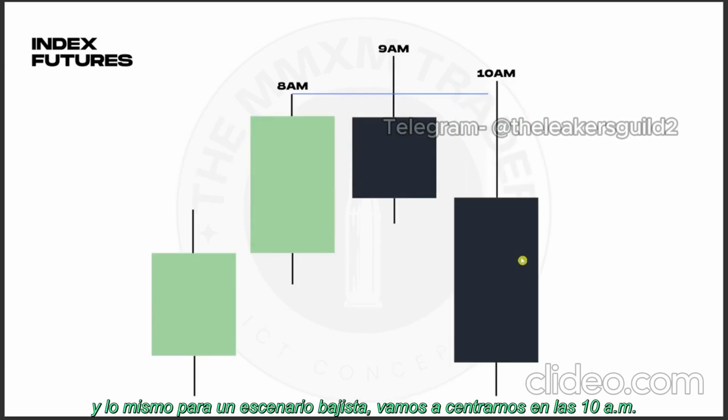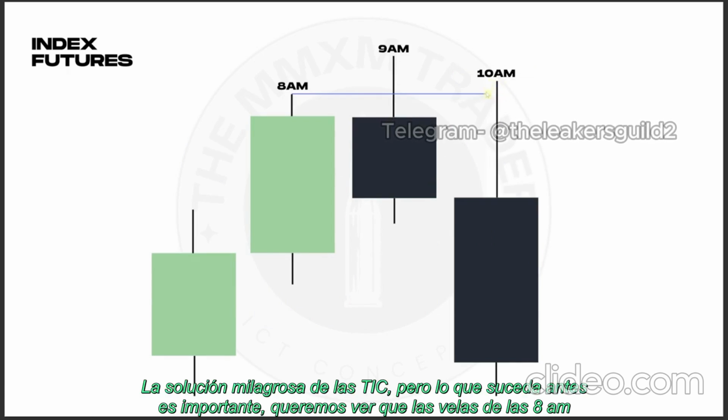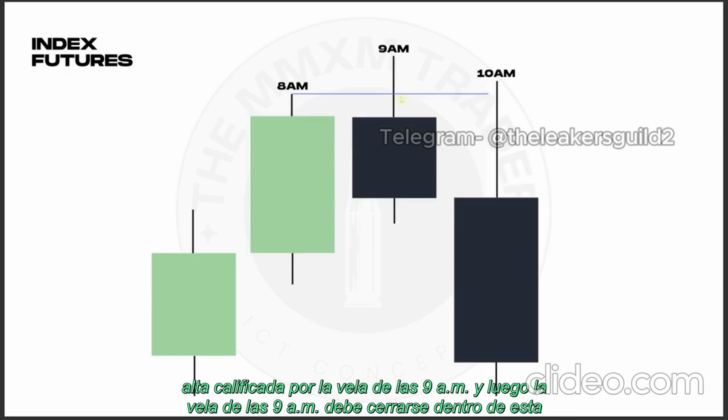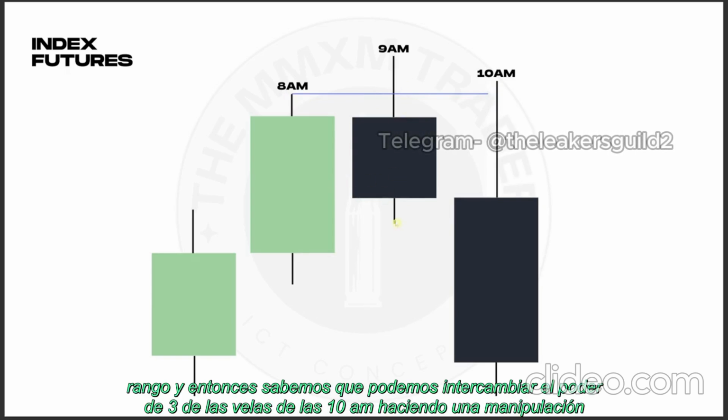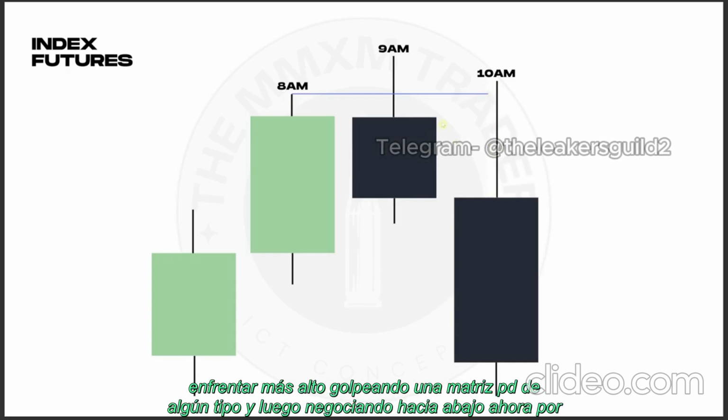And the same thing for a bearish scenario, right? We're going to be focusing on that 10 a.m. ICT Silver Bullet. But what happens prior is important. We want to see that 8 a.m. candle's high raided by the 9 a.m. candle, and then the 9 a.m. candle needs to close inside of this range. And then we know we can trade the power of 3 of the 10 a.m. candle, making a manipulation phase higher, hitting either a PD array of some sort and then trading down lower.